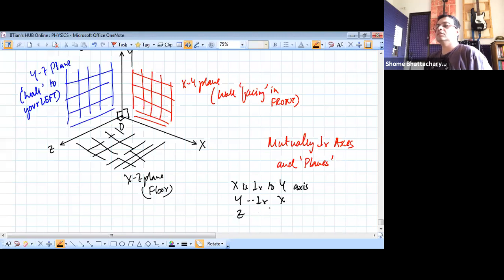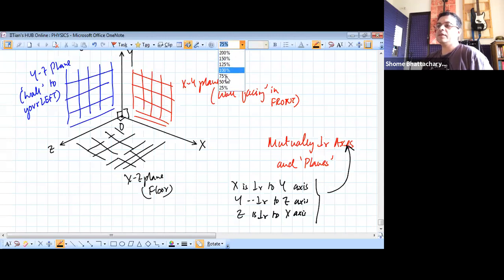To z-axis. And z is also perpendicular to x. They are mutually perpendicular axes. So it's a system of mutually perpendicular axes, and this is the best way to visualize it. So in this kind of system, when we write the vectors in component form, it is called a 3-dimensional component system.